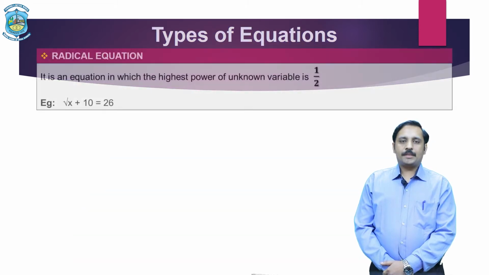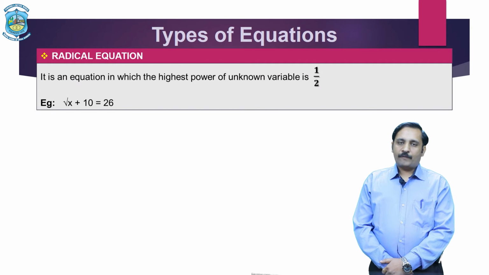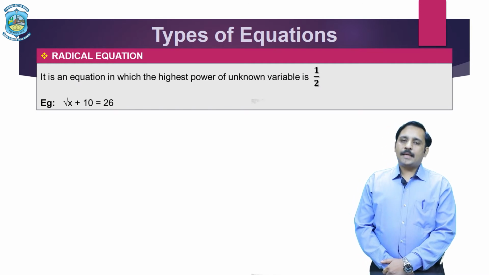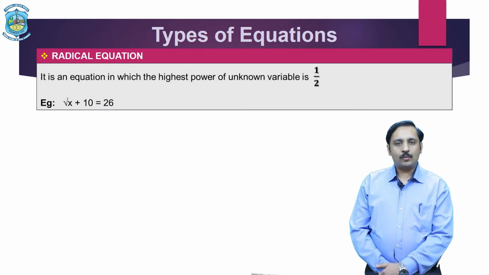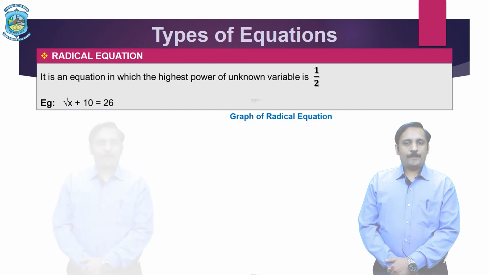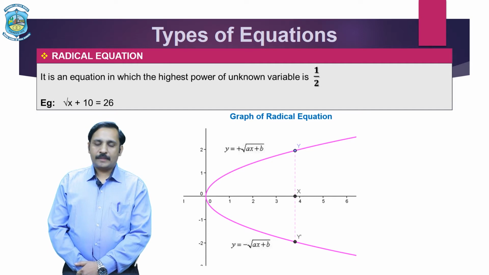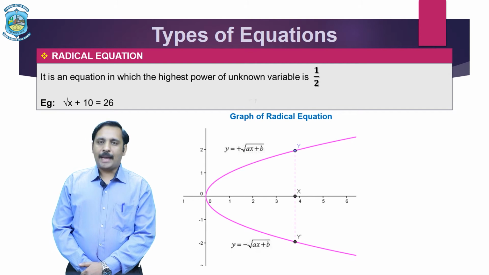The next type of equation is the radical equation. It is an equation in which the highest power of the unknown variable is 1 over 2 or half. For example, we have root of x plus 10 is equal to 26. Here the unknown variable x has a power of 1 by 2. Hence this is called a radical equation. For a radical equation, if we plot a graph, we will get a parabola, but it is a symmetric curve. That means we have a negative value and a positive value both of the same magnitude.